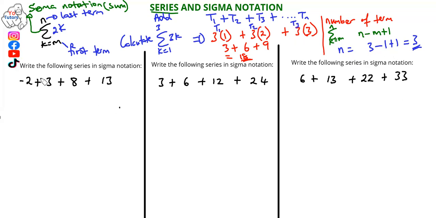Now, let's get to some questions for you to understand it better. Write the following series in sigma notation. We can also be given the series, which is represented with the addition sign. To represent it in sigma notation, the first thing we need to do is determine the type of series and the general term.